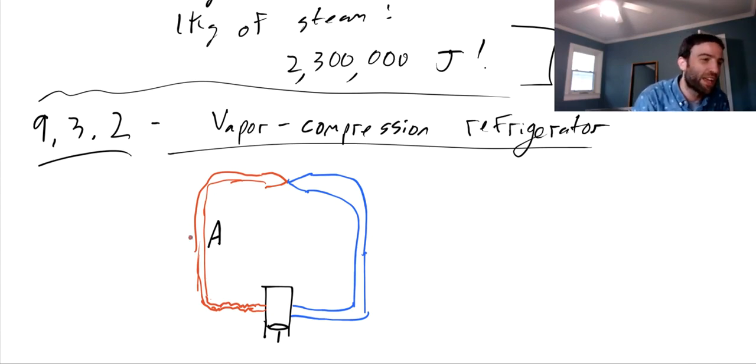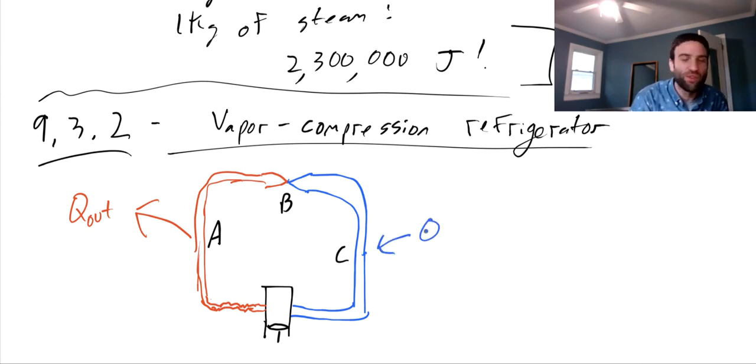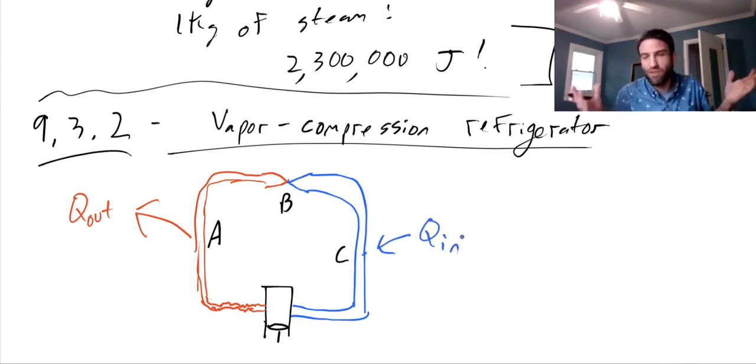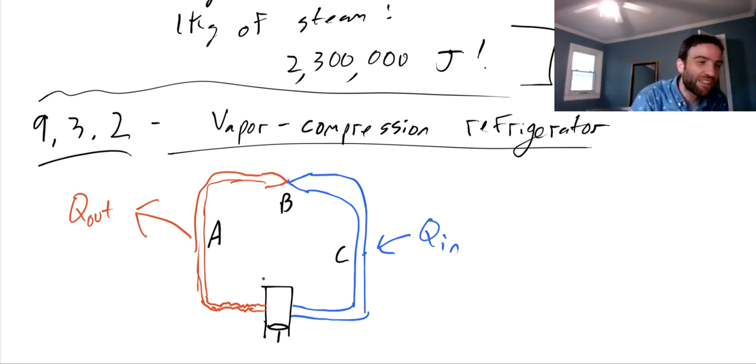There's going to be several sections of this cycle that I want to talk about. There's part A, and this is a section where some amount of heat is going to be exhausted. There's going to be this part B where the tubing gets suddenly constricted. There's going to be this part C, which is where we're going to take heat from the refrigerator and put it into this coolant unit. And then there's this part D, the compressor, where we're going to have to do some work. And there's some thermal insulation here.